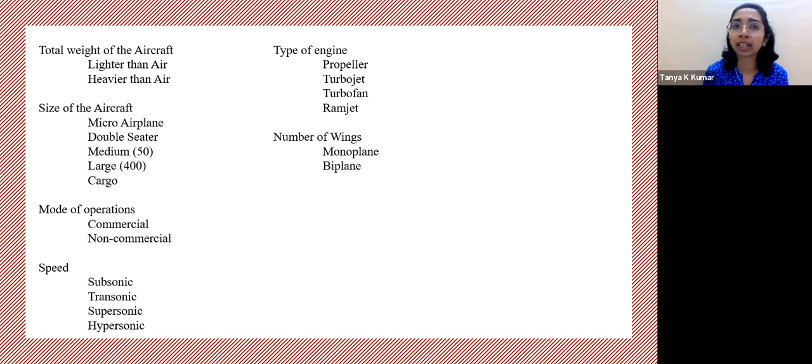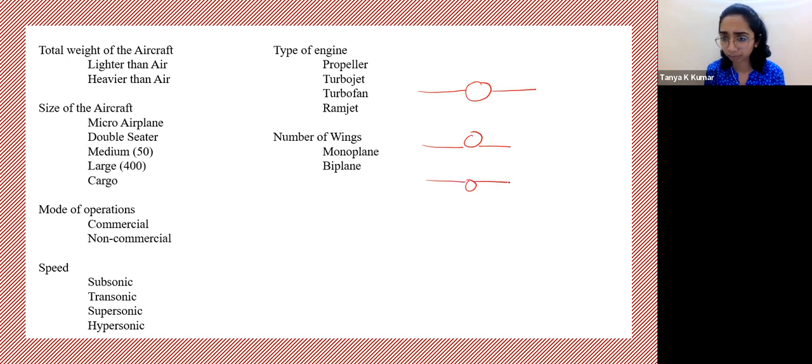Then depending on different arrangement of wings. So you have your standard wing is this, right? So if this is the front view, this is called mid wing. If you have the wing here, you have low wing, and the other thing is high wing.